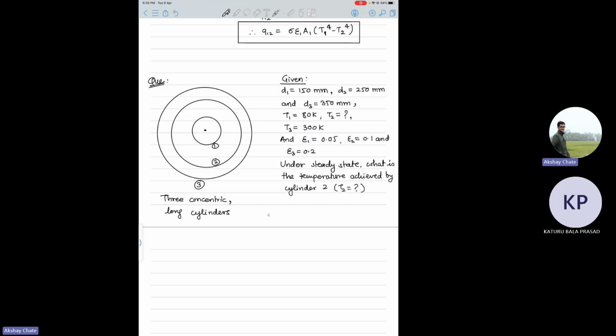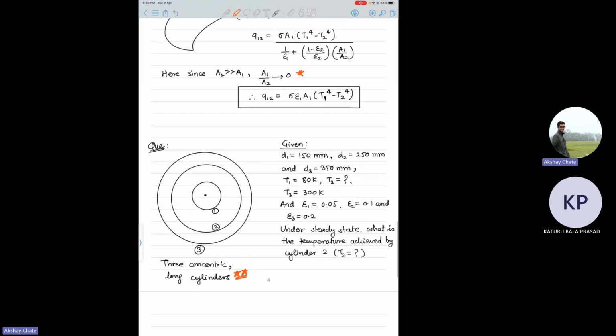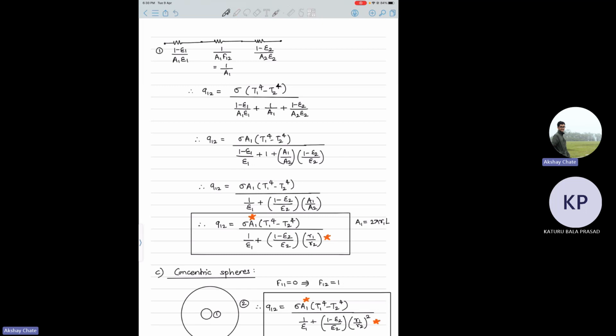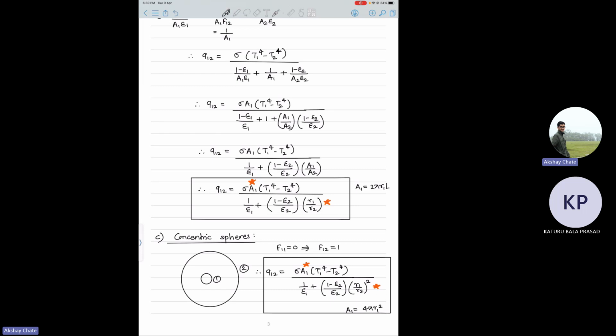Now first of all, these are cylinders, so you should take note of this. We discussed, right? We have to go to the second case, because these are long cylinders and we did the derivation. If there are only two cylinders, we can calculate the heat interaction using this formula. But here there are three cylinders and the intermediate cylinder temperature is unknown.